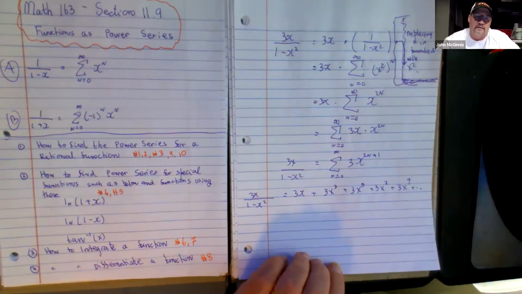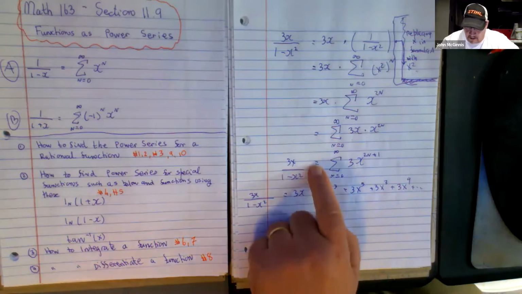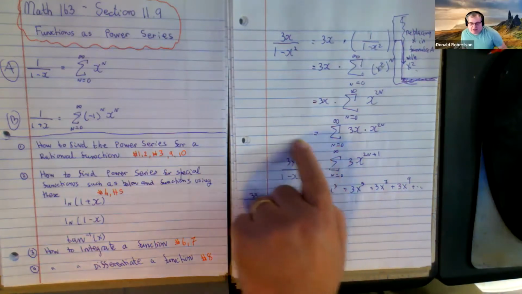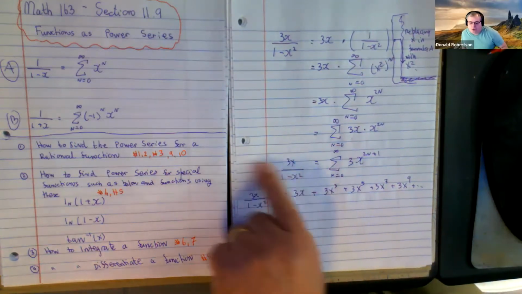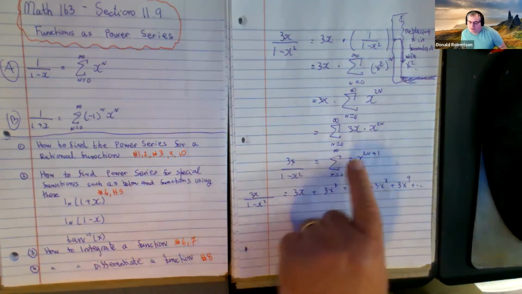Shouldn't you have the summation n equals 1 to infinity next to the 3x divided by 1 minus x squared? No. In fact, that is the function. It is not a sigma. This is the power series. That's the function that we made a power series of. So this guy does not have a sigma.